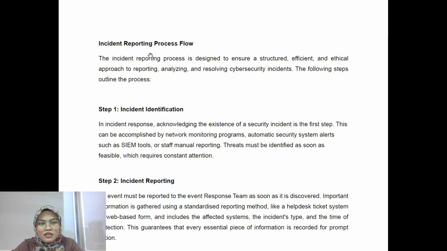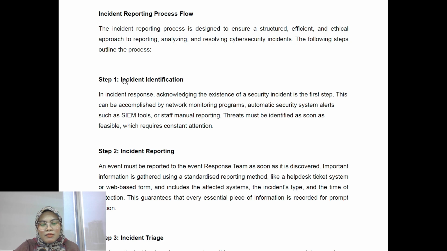Okay, so for the incident reporting process flow, the incident process is designed to ensure a structured, efficient, and ethical approach to reporting, analyzing, and resolving cybersecurity incidents. Going to step 1, which is incident identification. In incident response, acknowledging the existence of a security incident is the first step. This can be accomplished by network monitoring programs, automated security system alerts such as SIEM tools, or staff manual reporting. Threats must be identified as soon as feasible, which requires constant attention.